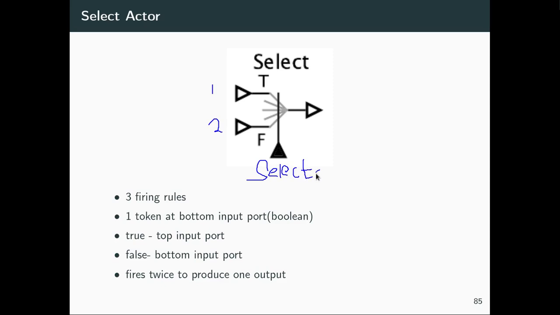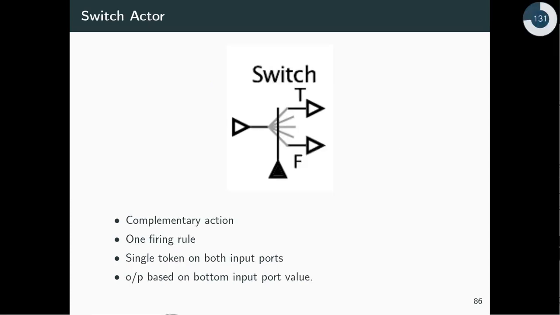Based on the value that you provide to this bottom port, it selects the token available at input port 1 or input port 2. Now it fires twice to produce one output. What does that mean? It fires initially to take a value from the bottom input port. This is the first firing. Now based on this value, it fires a second time to select an input from input port 1 or input port 2, depending on the value provided at the bottom input port, to produce an output value at the output port. This is basically the select actor. Now looking at the switch actor, which is kind of the complement of the select actor.